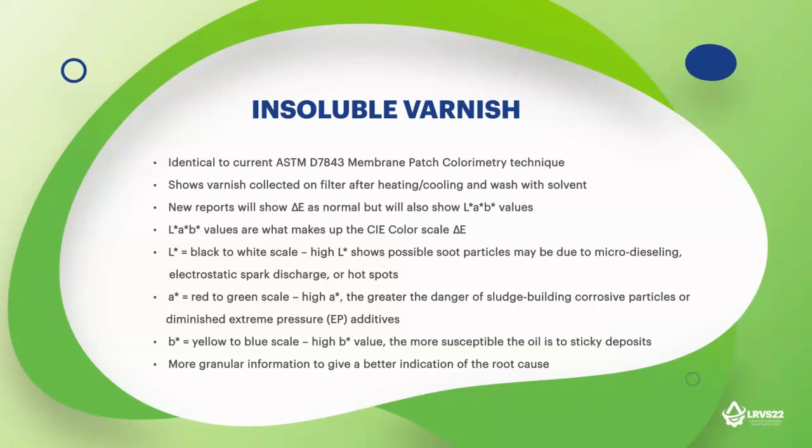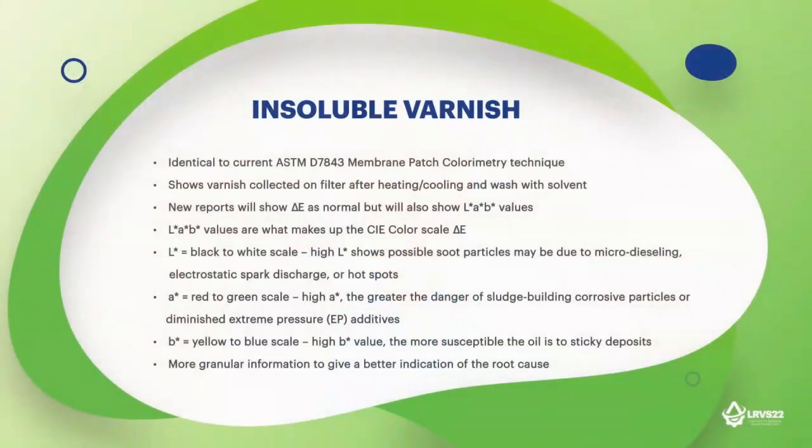The high L value shows the possible presence of soot particles, microdieseling, electrostatic discharge, or hot spots. So that's a good thing to keep in mind. The A value is the red to green scale. A high A value means a greater danger of sludge building, corrosive particles, or diminished extreme pressure additives. This is something you do want to monitor if your turbine oil has some type of EP additives. You definitely want to monitor the A value for that.